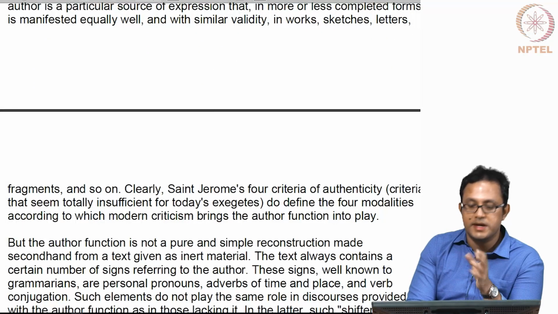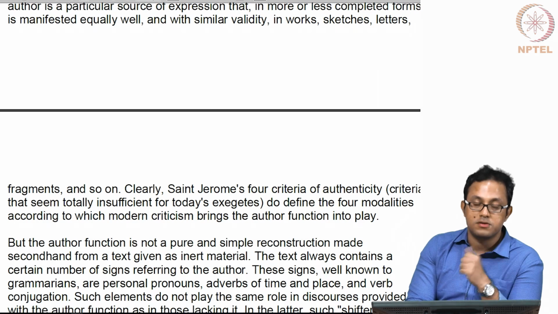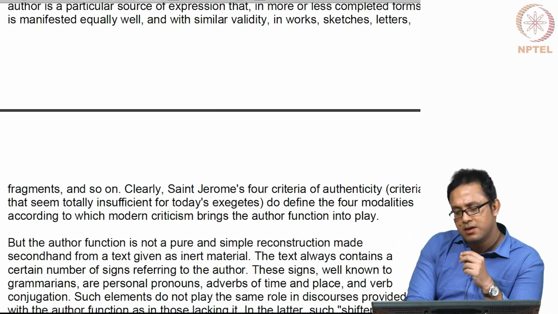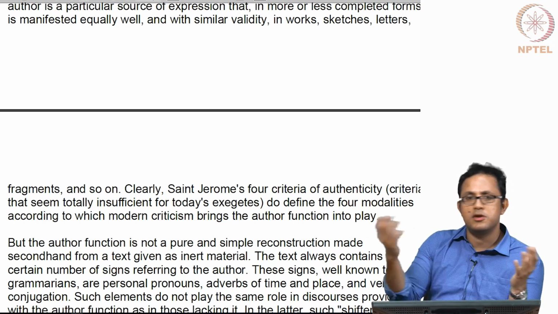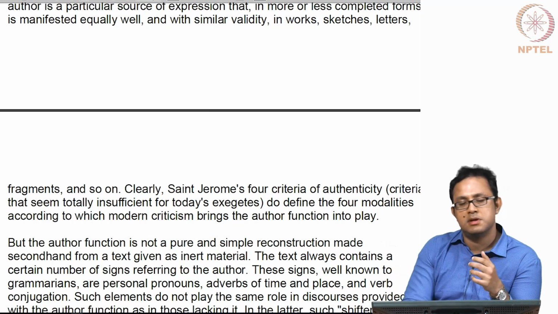Clearly, St. Jerome's four criteria of authenticity, criteria that seem totally insufficient for today's exegetes, do define the four modalities according to which modern criticism brings the author function into play. So paradoxically, we have a return of the religious, a return of the sacred. We're looking for an absolute function, we're looking for a closure. Obviously, an absolute function becomes a closure by default.